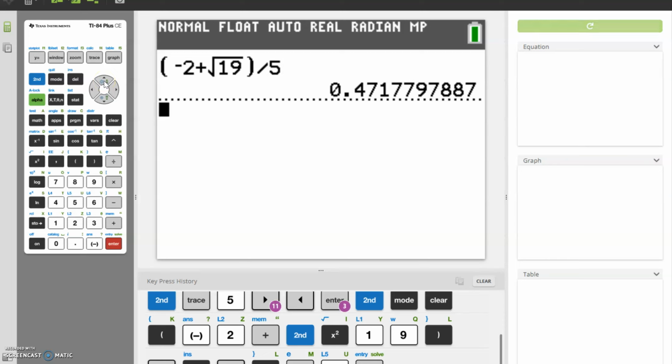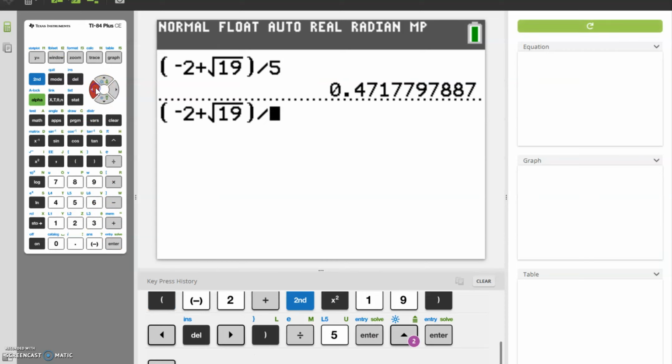The other one that we had was (-2 minus the square root of 19), all divided by 5. If you don't want to retype everything, depending on the model of your calculator, we can click our arrow key and highlight what we had typed in previously. Once you've highlighted it, hit enter, and it calls everything down, so then you can just make slight modifications to it. I'm going to move my cursor over to where that addition sign is and make it a minus sign. This was the other answer that we had uncovered.